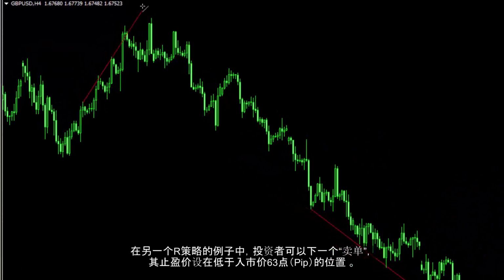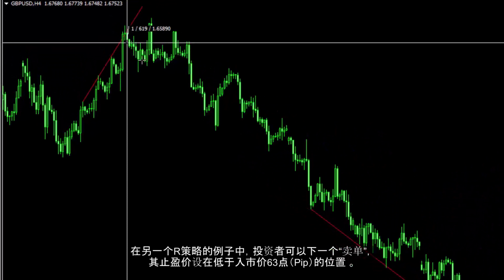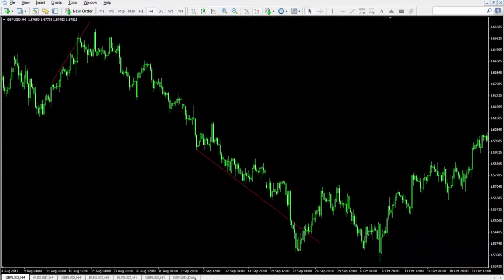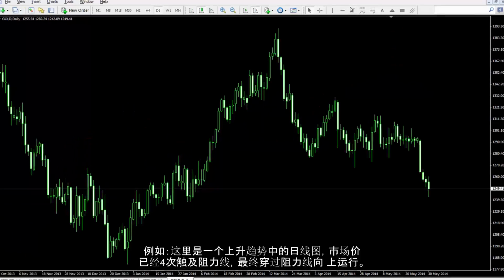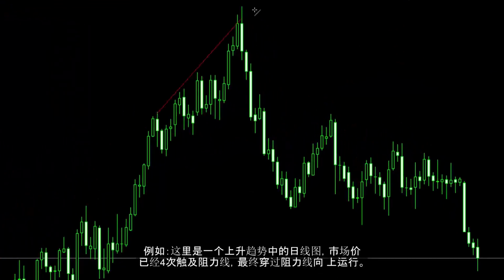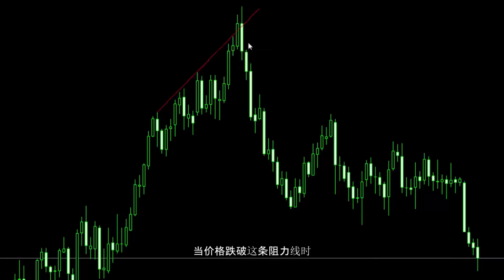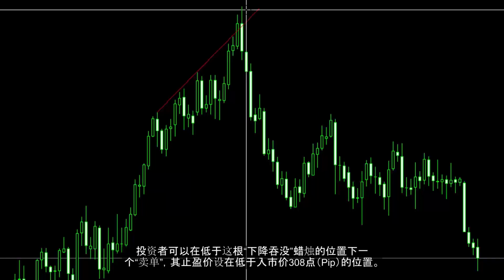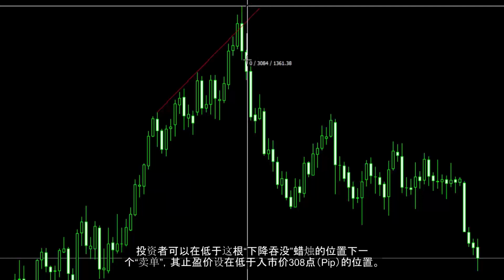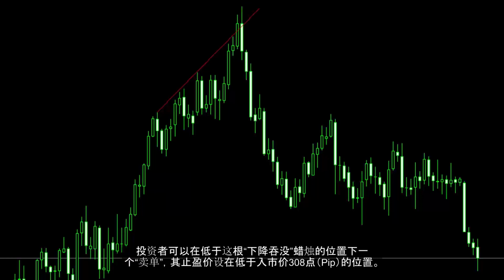Another example of the R strategy in which a trader could place a sell order with TP price 63 pips lower than the entry price. A trader can utilize this strategy on every symbol. For example, an uptrend on a daily chart. The price has hit the resistance line 4 times until it crossed this line towards the top. After the price has fallen under the resistance line, a trader could place a sell order lower than this bearish engulfing candle, with TP price 308 pips lower than the entry price.